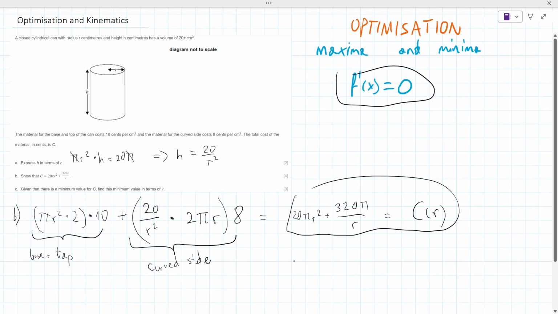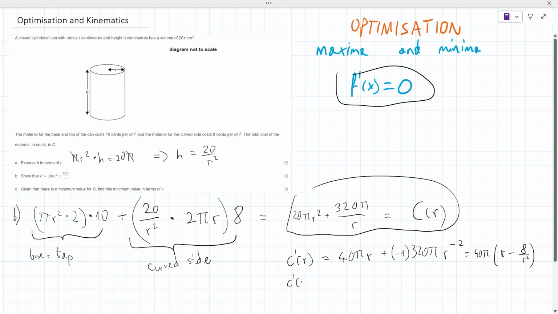What do we do? We find the derivative, so c prime of r, and that is going to be 40 pi r plus, this is going to be a little bit more difficult because this is r to the -1, so we will have -1 in the front, 320 pi, and r to the power of -2, and that's our derivative. So we simplify, we factor out 40 pi, and we get r minus 8 over r squared.